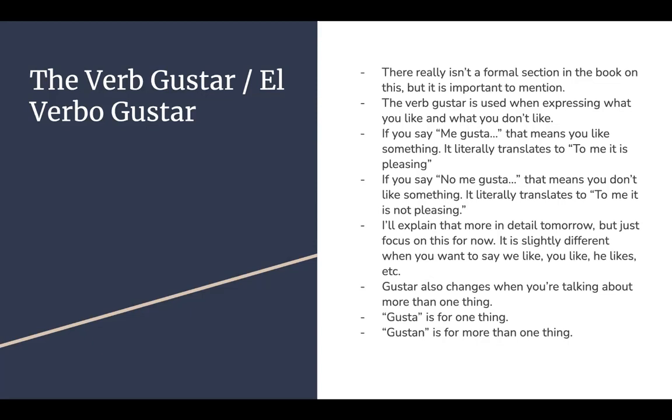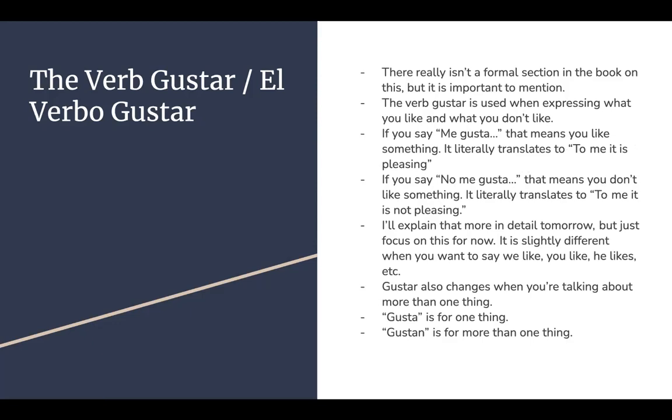The verb gustar is a weird verb, not like other ones. It's used when expressing what you like and what you don't like, and that's pretty much it. If you say "me gusta," that means you like something, and it literally translates to "me it is pleasing." I know that's weird, but that's what it translates to. If you say "no me gusta," that means you don't like something, literally "me it is not pleasing."